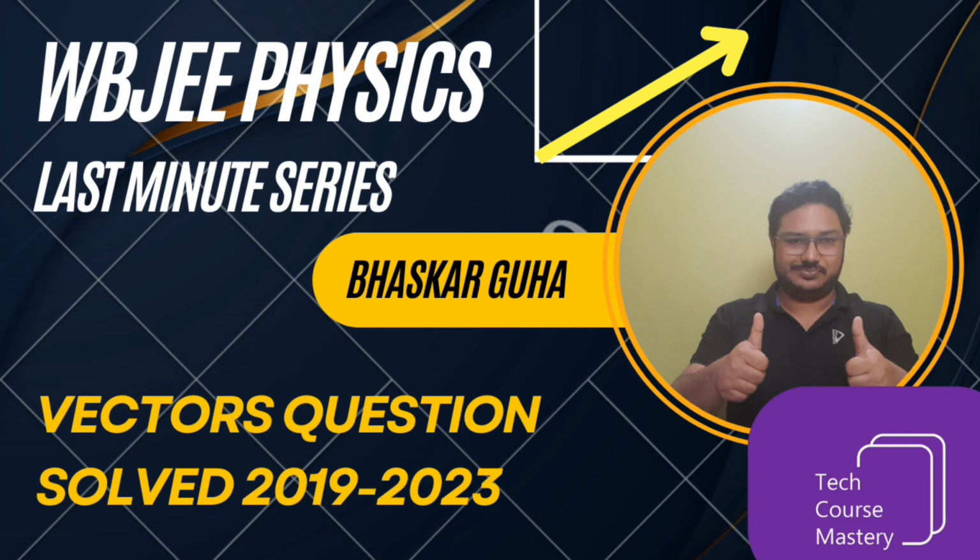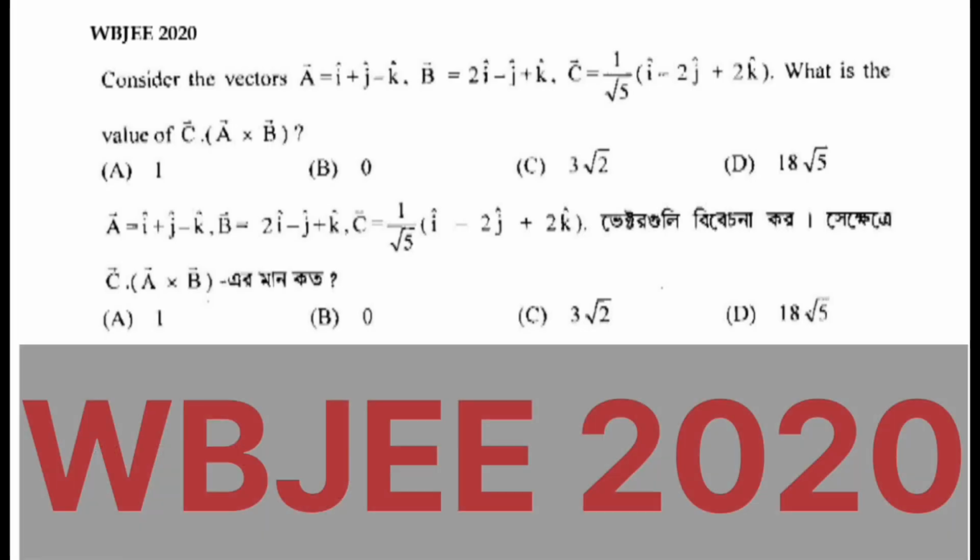There were no questions from vectors in the years 2019 and 2021, so we will be directly going into the year 2020. The question in WBJEE 2020 was: 3 vectors were given in terms of i, j and k, and it was asked to find C dot A cross B. We can do it in the conventional method by first doing A cross B and then doing the dot product with the C vector, but that would be time consuming, and as we know in WBJEE the main essence is time, so we have to save the time here.